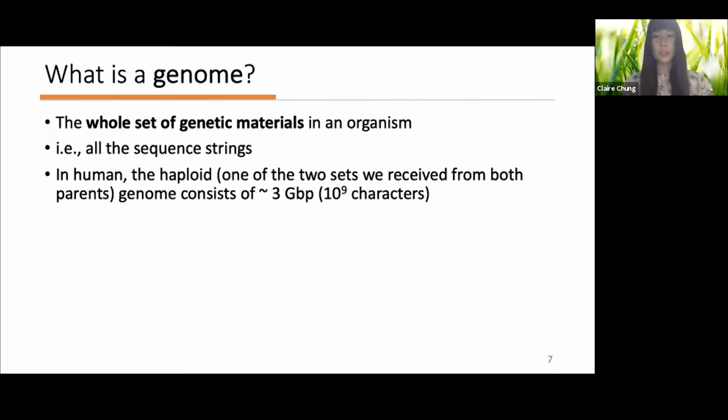And by the informatic definition from the previous slide, it is the sequence strings we find in the cell as a full data set. In human, just a non-redundant set we receive from one of our parents contains 3 gigabase pairs, which is 3 times 10 to the power 9 characters. There are massive combinations of substrings for different functional elements, with the most well-known of all being what we know as genes.